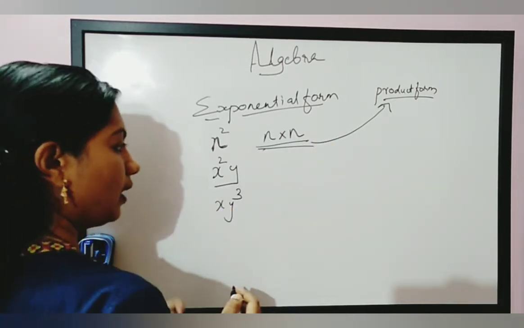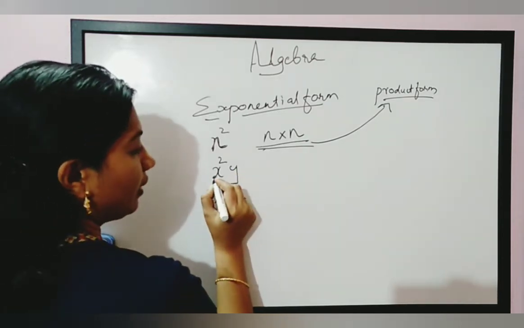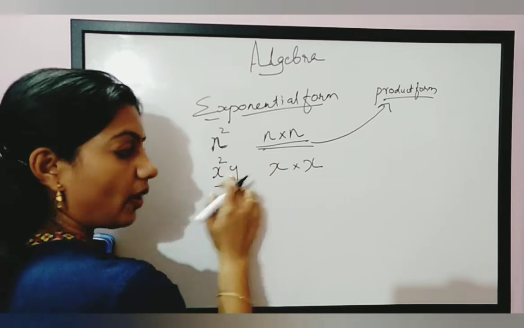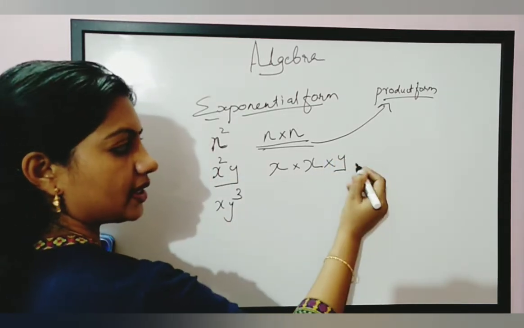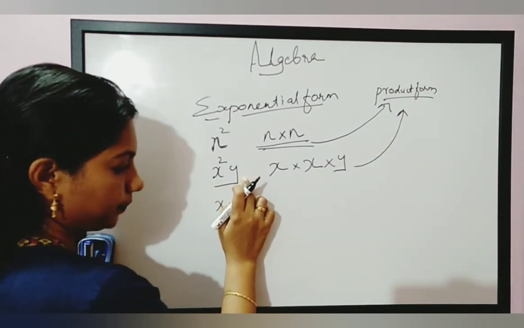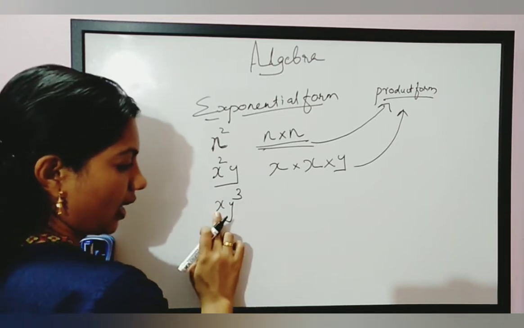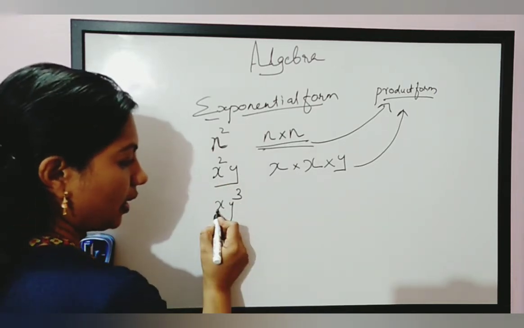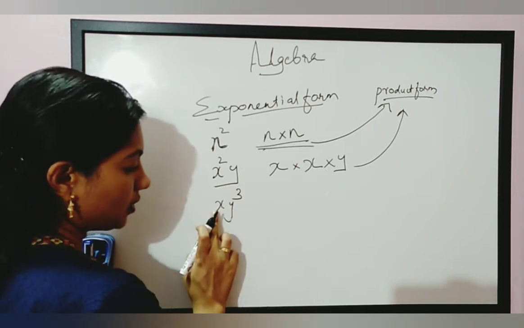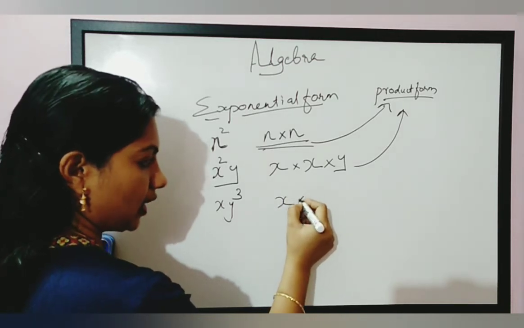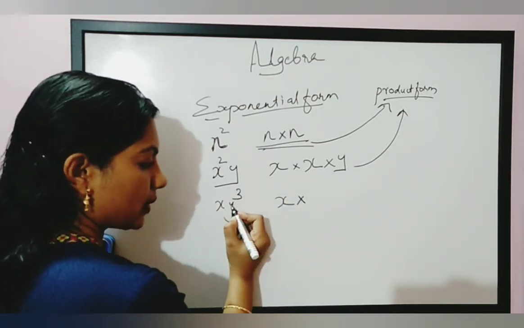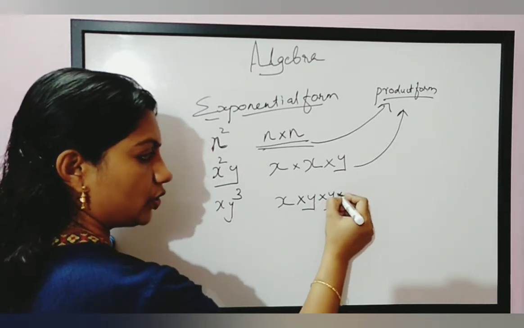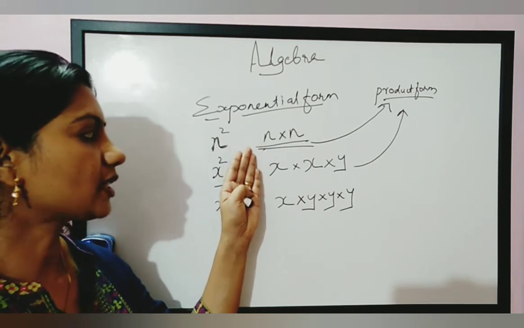Let's look at x square y. How do we write this? Here I have x square means x into x, and then I have a y. So this is the product form of this exponential form. Next, x y cube. This exponent shows how many times the variable is repeating in the product form. Here x does not have a square or a cube, so x is only one time. x into y cube. This 3 shows that I have to repeat y 3 times in the product form: y into y into y. So this is how we write exponential form and product form.